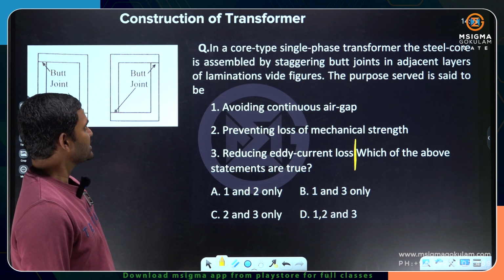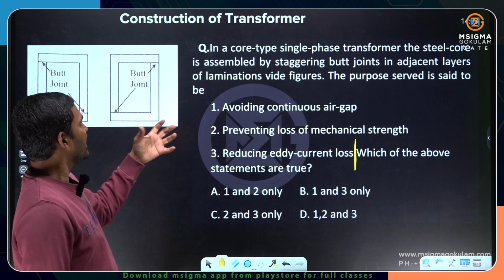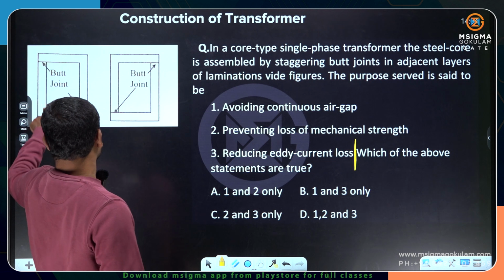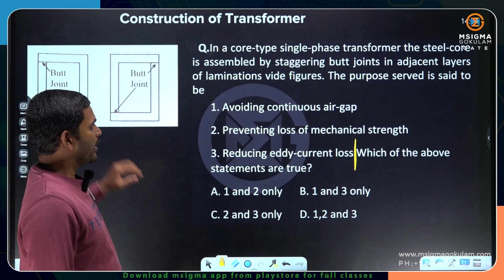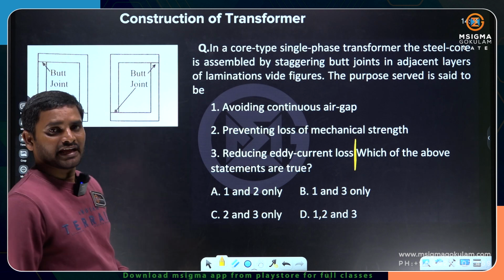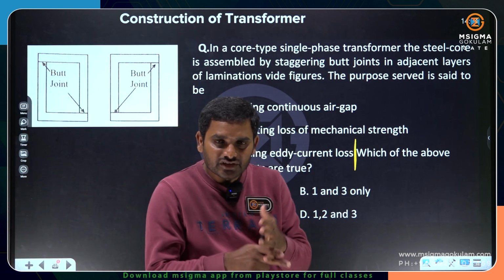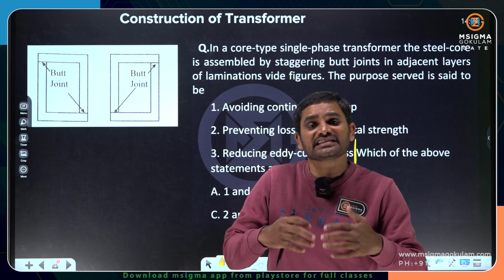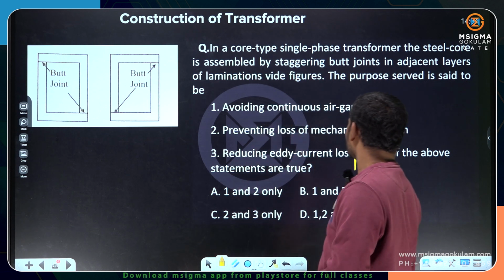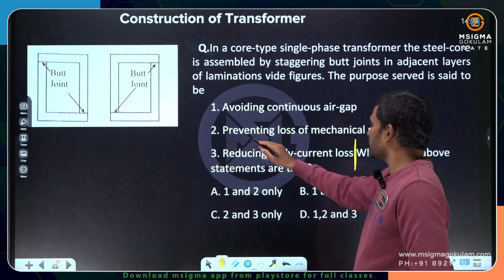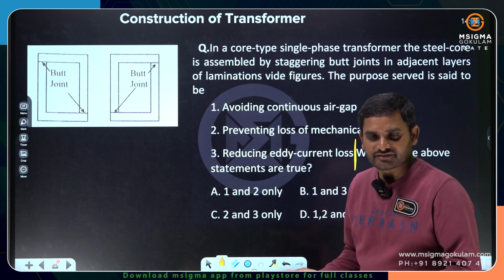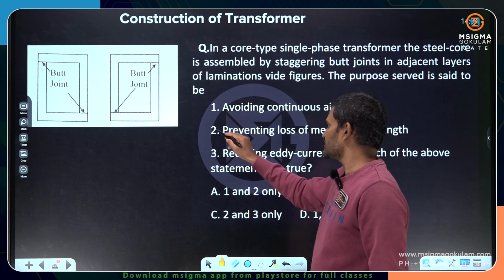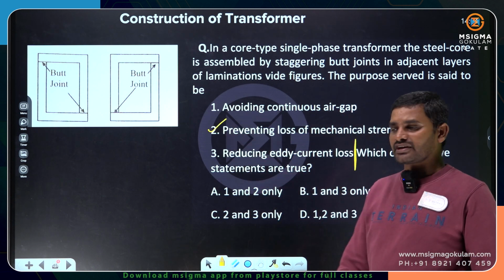So he said that steel core assembly. He has given some laminations and some butt joints also. Why do you choose these butt joints? The main intention of butt joints at the adjacent layer is to increase the mechanical strength, so preventing the loss of mechanical strength. So 2 is absolutely correct.